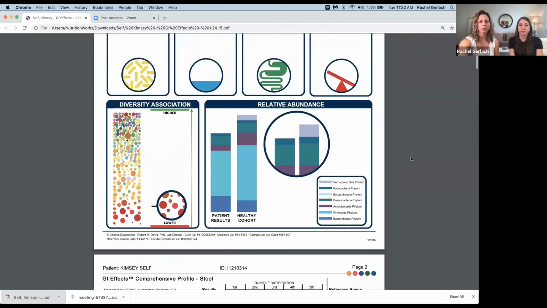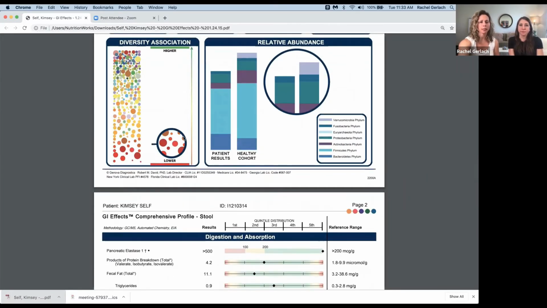Yep. So let's move down here. Let's look at this diversity association. What does that indicate? So diversity association and relative abundance, I'm going to give an analogy. You can think of the gut microbiome like a city. Both of these are reflective of the microbial diversity and quantity within the gut bacteria, those commensal bacteria. If you think of it like a city, in a city, you want to have a lot of different kinds of people. So you have doctors, lawyers, janitors, mechanics, teachers. So all of our roles are fulfilled. You also don't want too many people, right? Because if we have too many people, then we have congestion, we have traffic.